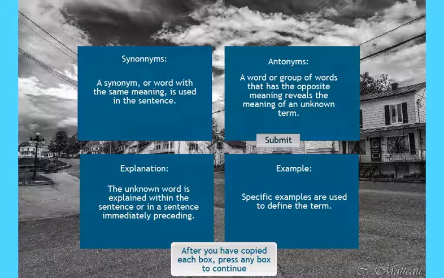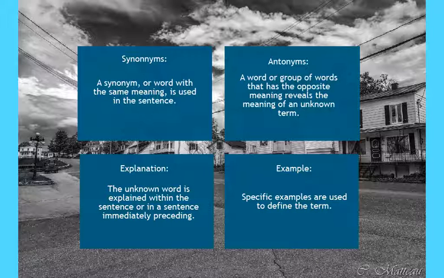There are four main ways that an author may convey a context clue within a text. That's a synonym, an antonym, an explanation, or an example. A synonym is something that's similar. An antonym, meaning the opposite. Explanation, there are details within the sentence, or an example is an actual example. Please copy these definitions before clicking a box to move on to the next slide.